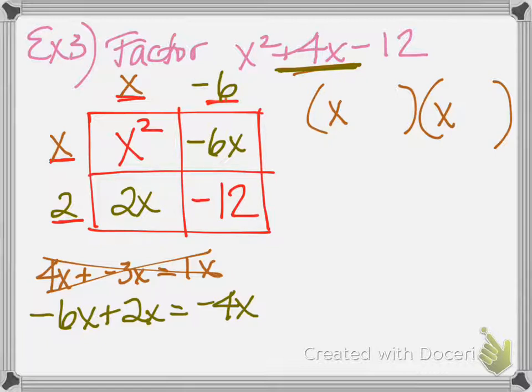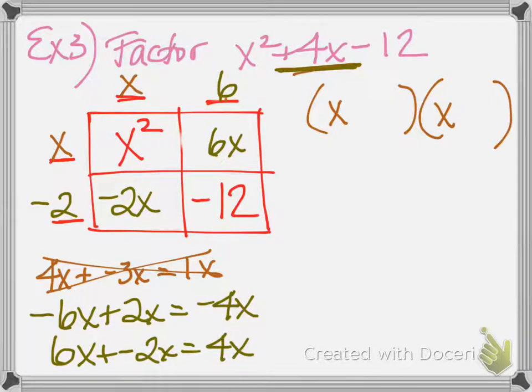So what if I just switch my negative? If that's not positive, and instead my 2 is negative, that gives me 6x plus negative 2x, which gives me the positive 4x. So my parentheses would read x plus 6 is one set, and x plus negative 2, or x minus 2, is my other set of parentheses. Okay, and that's just going off the area model.